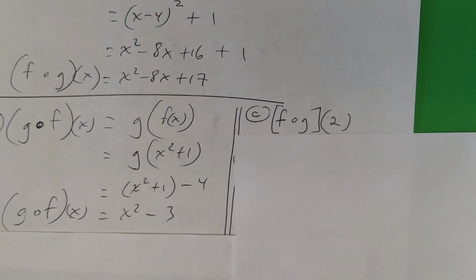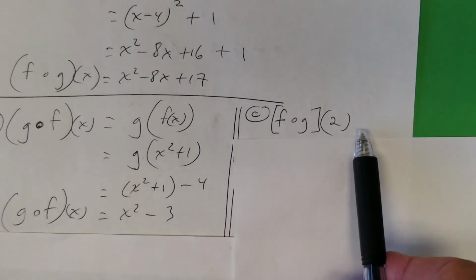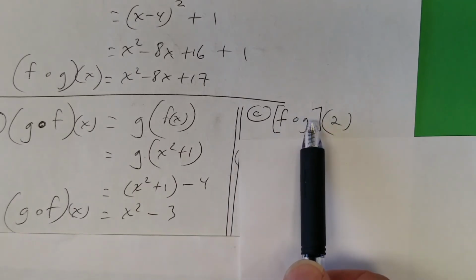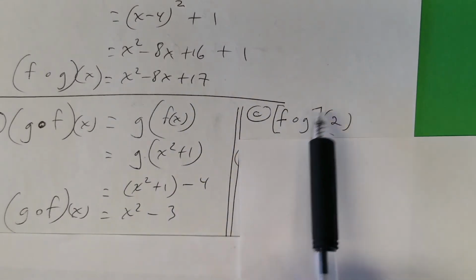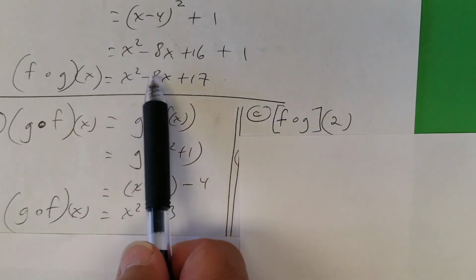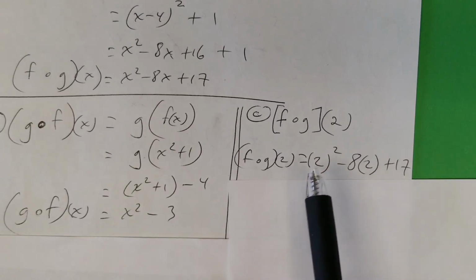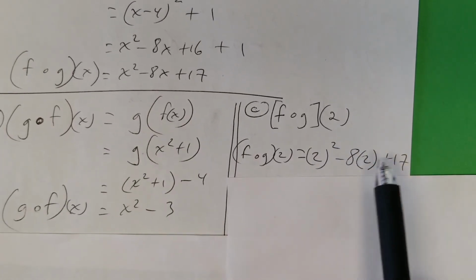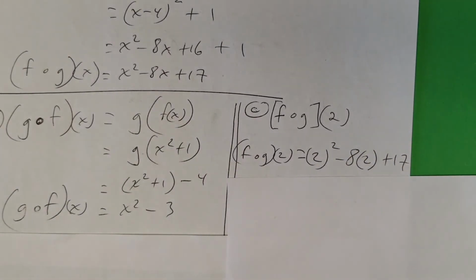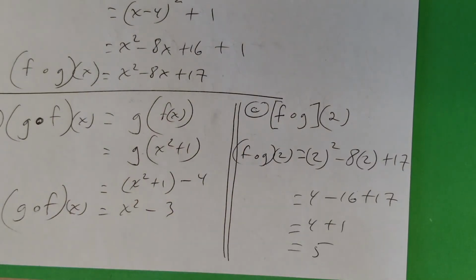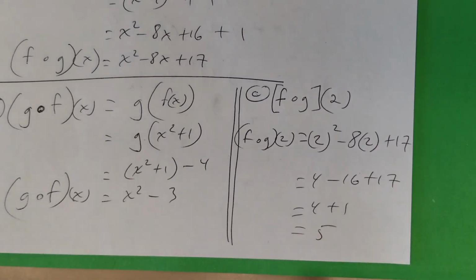For example, what is f of g of 2? Well, I already have f of g. There it is. What is f of g of 2? That means wherever I see an x, just put a 2 there. f of g of 2 is 2 squared minus 8 times 2 plus 17. That's it. Do the math, and it turns out that f of g of 2 is 5.